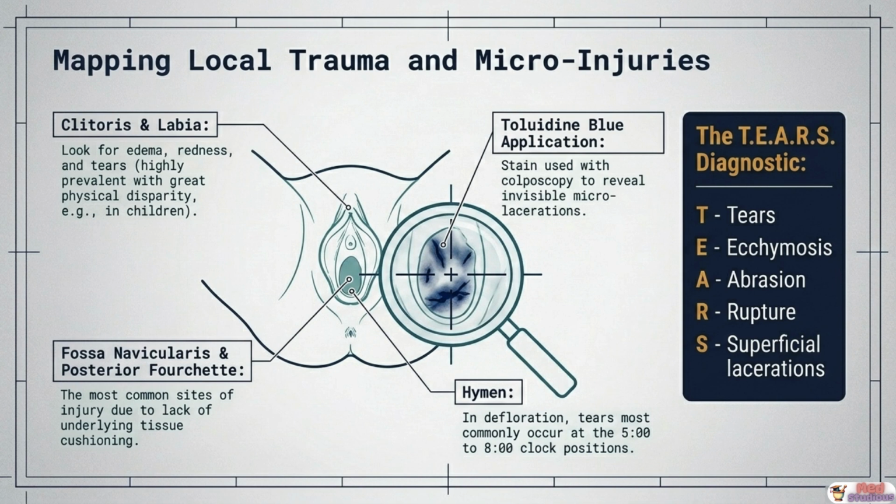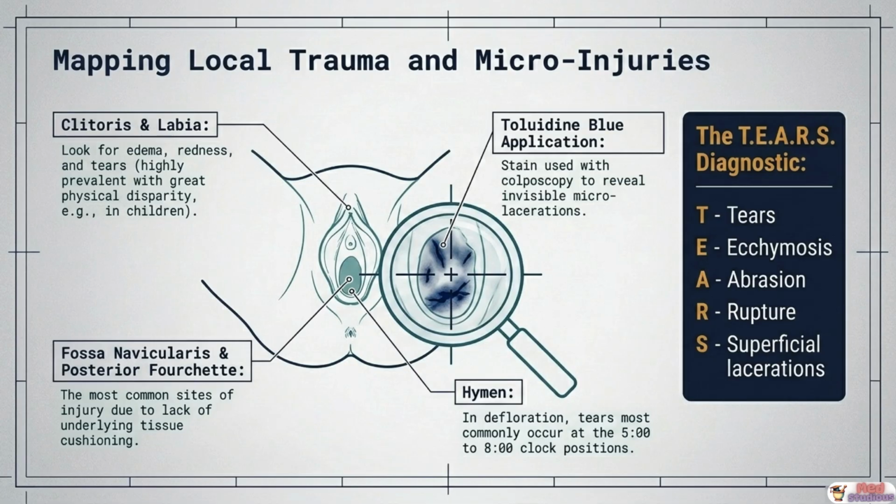The genital examination of a sexual offense survivor requires both a systematic anatomical approach and familiarity with the specific injury patterns associated with non-consensual penetration. 4 anatomical zones demand particularly forensic attention. The clitoris and labia are examined for edema, erythema, and lacerations.